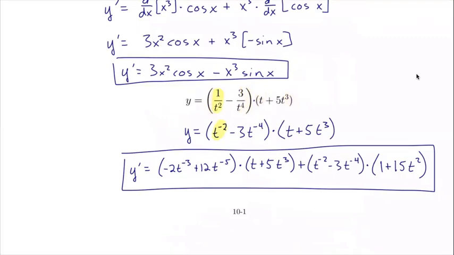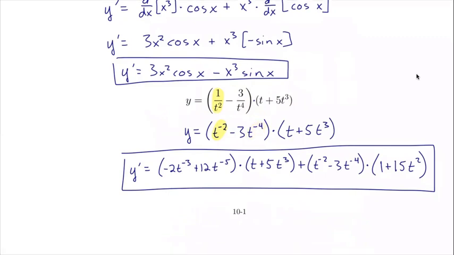Then I have minus 3 over t to the fourth, or minus 3 times 1 over t to the fourth, right? That's a way to read that. 1 over t to the fourth is t to the negative fourth. So negative 3 times t to the negative fourth is that term.